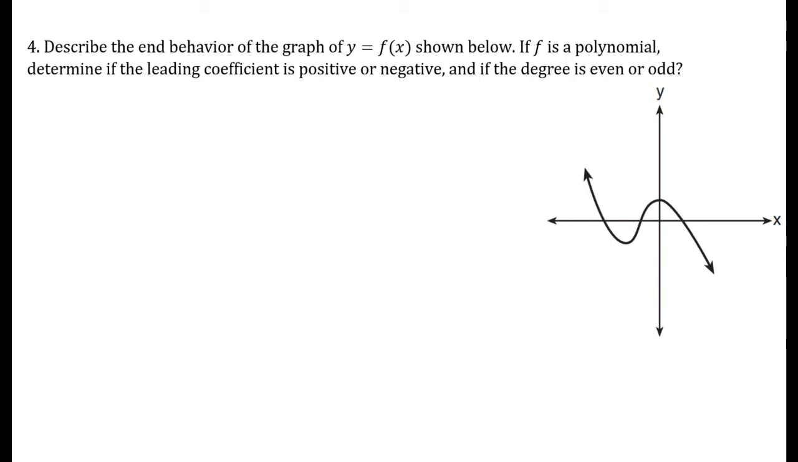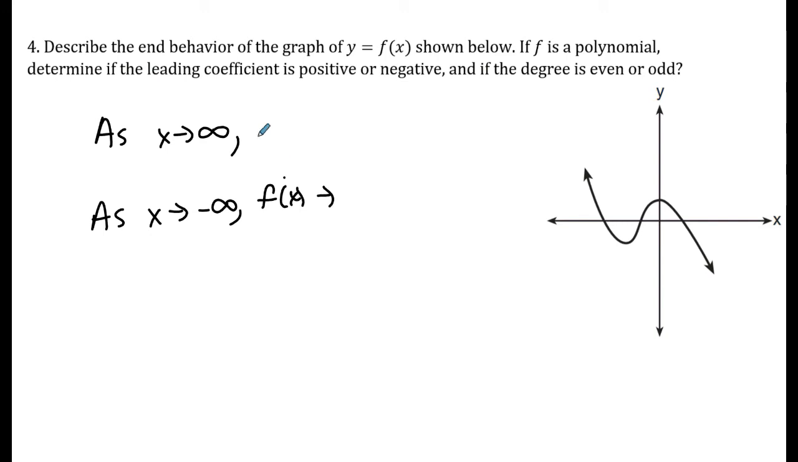Number 4, describe the end behavior of the polynomial of the graph of y equals f of x shown below. If f is a polynomial, determine if the leading coefficient is positive or negative, and if the degree is even or odd. So as x approaches infinity, what's happening? As x approaches negative infinity, what's happening? What's happening to my function?